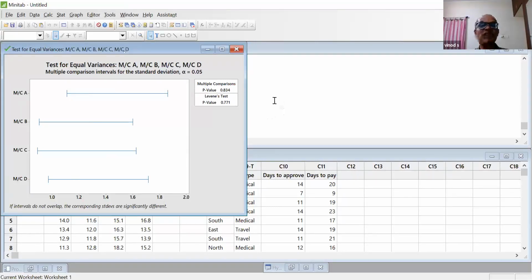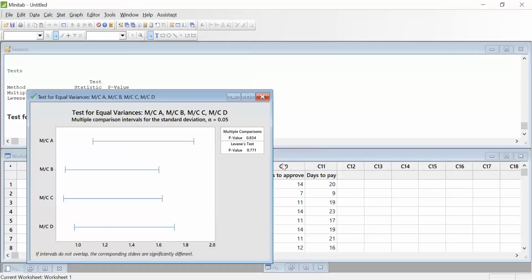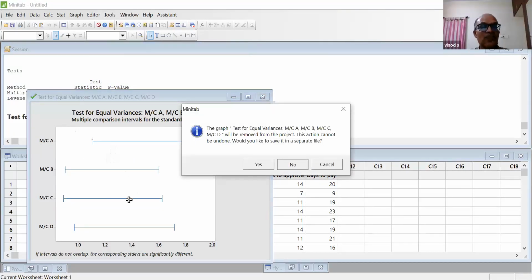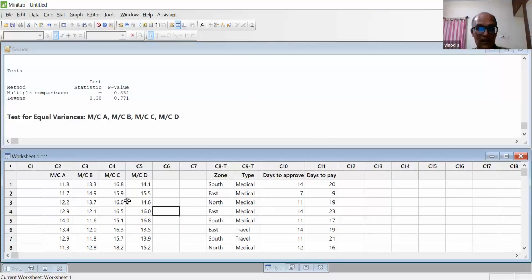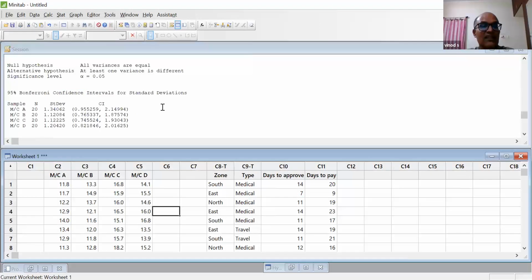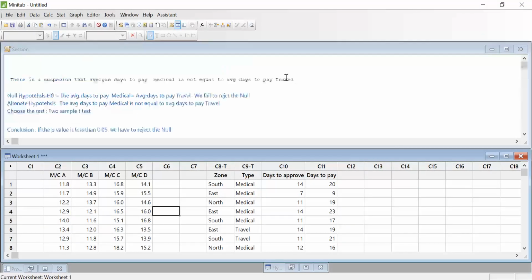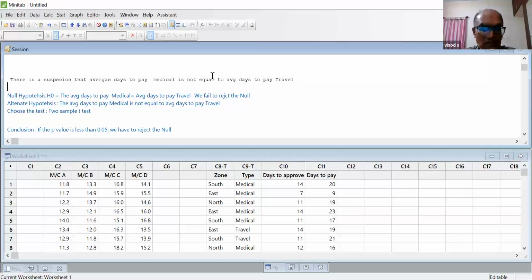So the first assumption was normality. The second assumption was the test of equal variance. If it passes both cases, then we are ready for the test. What is the test we are going to do? The ANOVA test. ANOVA, right?